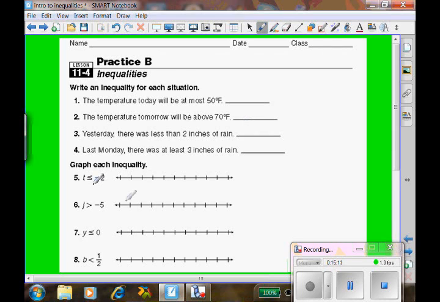And then down here on 5 through 8, you're going to have to number your own number line. Just put the numbers on there that you need. Put at least 5 or 6 numbers. You don't have to fill them all in. And then you need to graph those 4 inequalities based on where all of your answers would be.